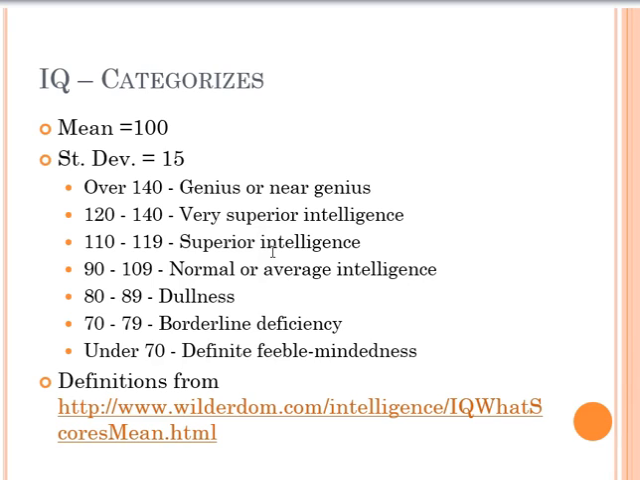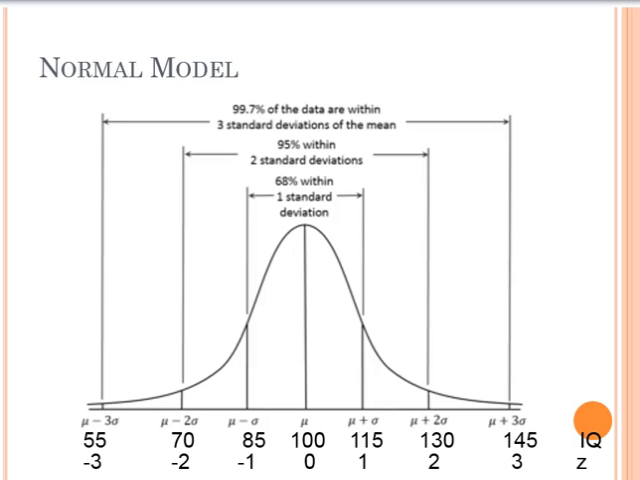And what we want to look at is, if we observe someone with a specific IQ, let's say 130 or 100, how unusual is that person? Or what percent of the population would have an IQ of 130 or greater? So those are the kind of questions that we can ask. But to answer them, what we need to look at is the normal model.